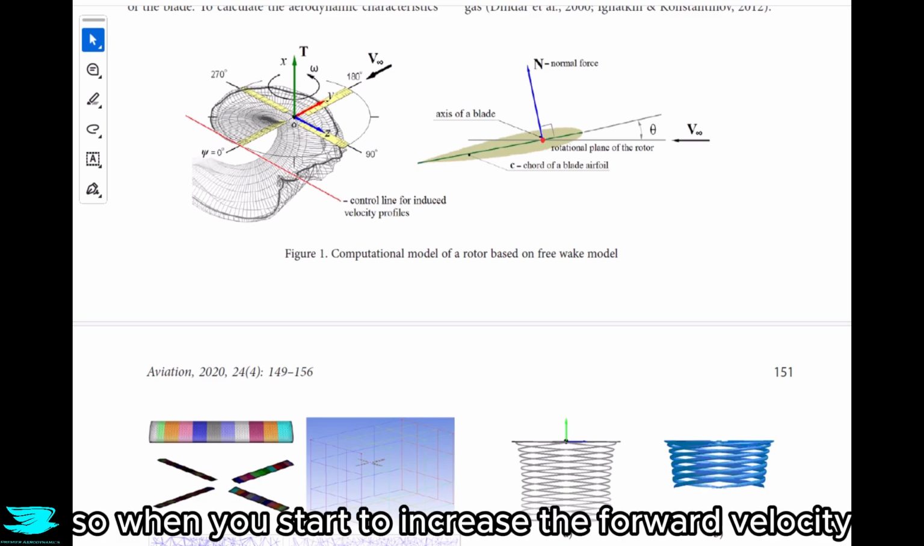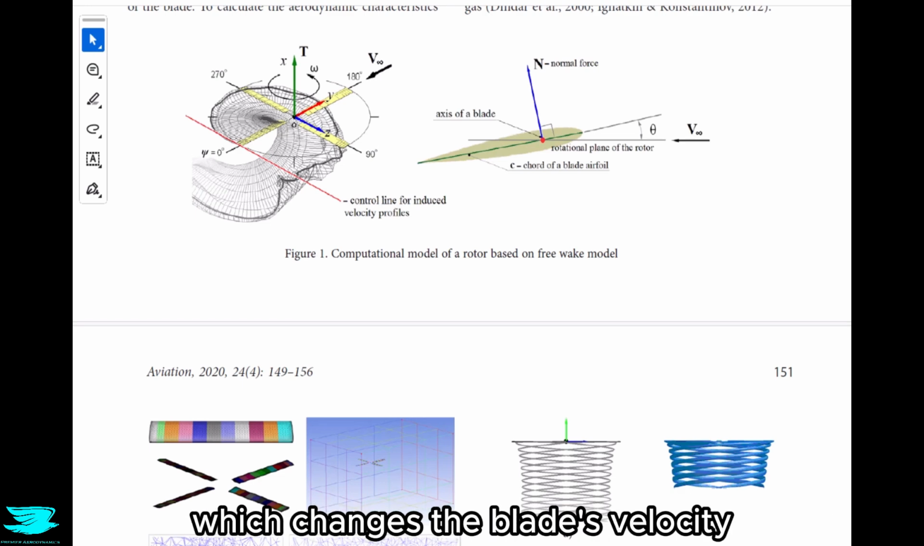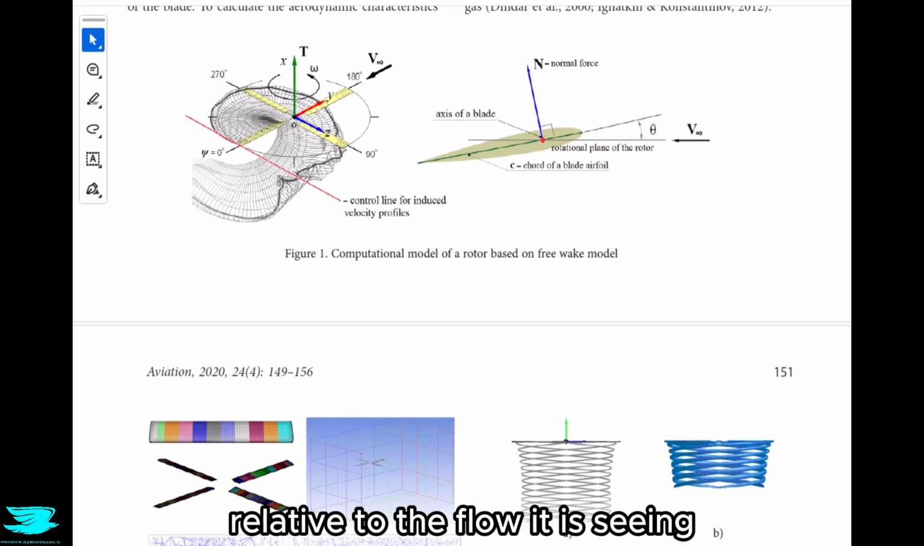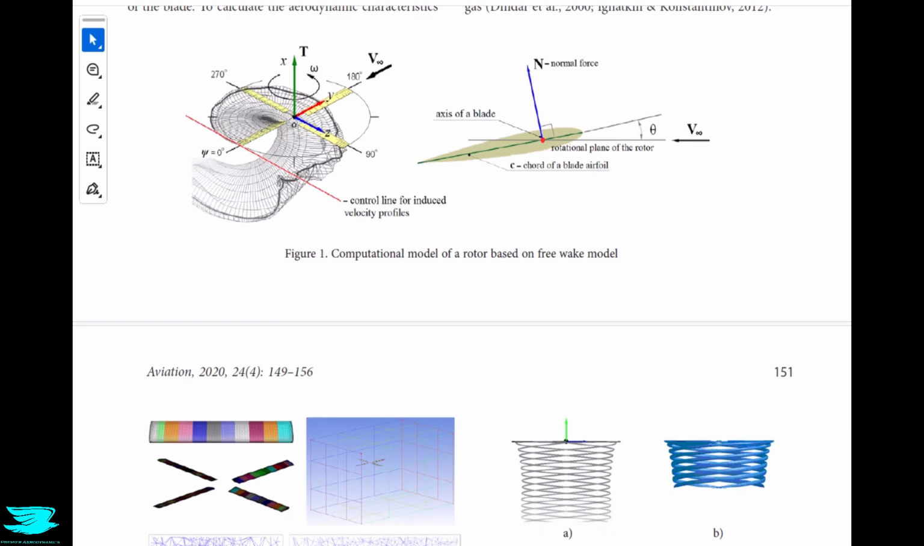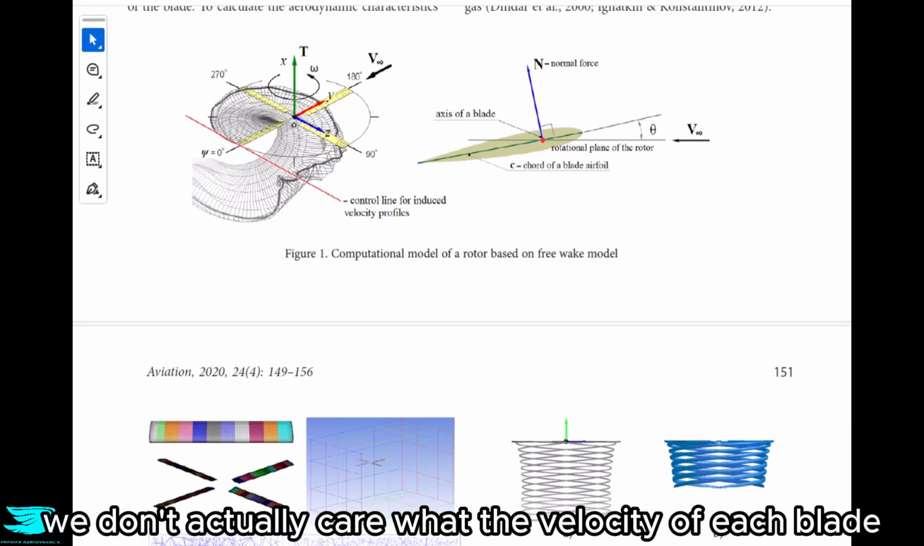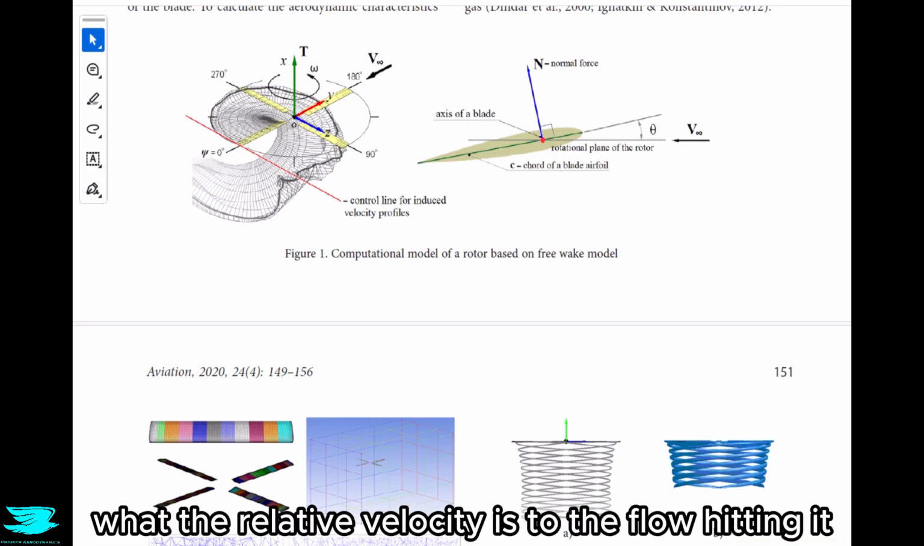So when you start to increase the forward velocity now, you have this free stream flow component which changes the blade's velocity relative to the flow it is seeing. And that is really the important thing here, the relative velocity, because we don't actually care what the velocity of each blade is compared to the ground, because that doesn't matter to its aerodynamics. What matters is what the relative velocity is to the flow hitting it.